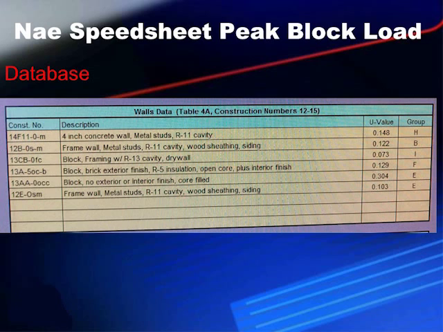Now we go to the database again, and this time we look for our wall section in there, and we go to our manual N and we look up our construction numbers that match what the building is, and we enter those in. We then enter the descriptions that match the construction numbers, the U values, and the group value, all from the manual N text.